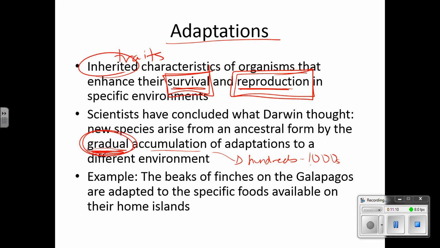Those are adapted for a specific food available on their home islands. Now, interestingly, when I say we accumulate these hundreds of thousands of years, that's not always true. Sometimes you can see these changes if the environment changes drastically. You can actually see these changes in 50 years-ish or so, even less, if the environment changes drastically.